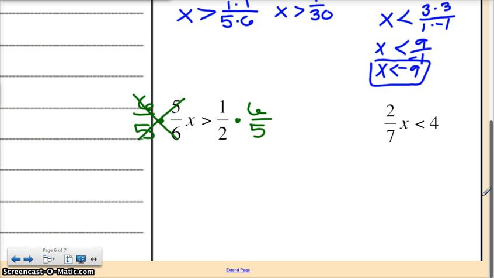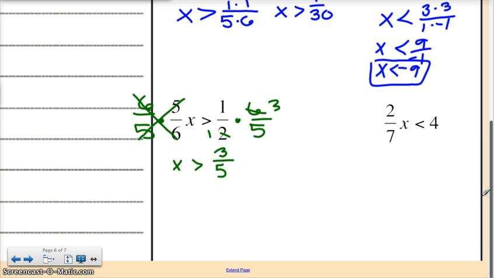I'm left with x is bigger, cross simplify, top times top over bottom times bottom. 1 times 3 is 3 over 1 times 5 is 5. X is bigger than 3/5. The next one.